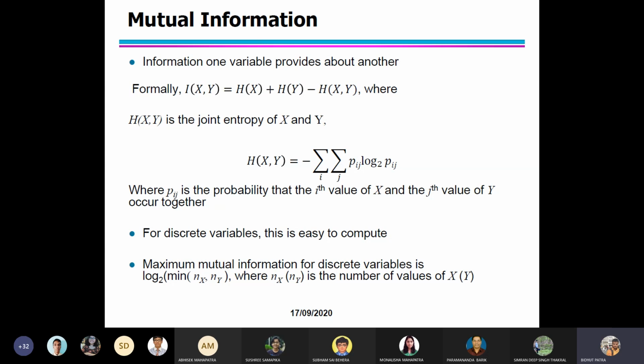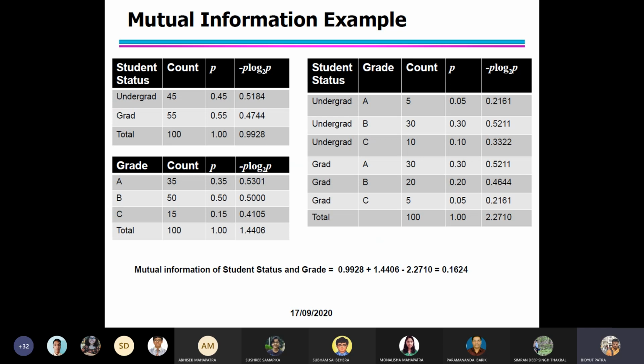As in the last class, I said many times, we are very happy to learn from examples. So let us use that trick. We have two attributes. One is student status, which has two different values: undergraduate and graduate student. The other is the grade, which has three values: A, B, C. And this is the statistics for 100 students.